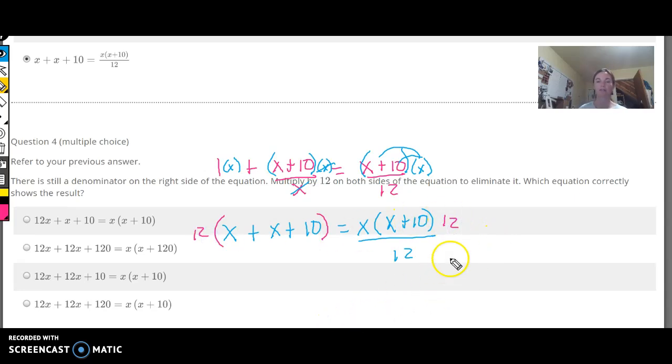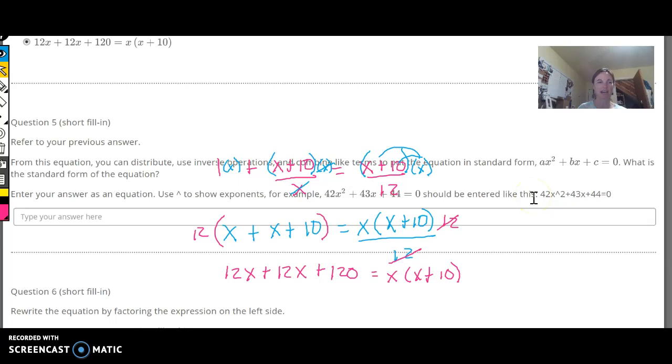Okay, so when I do it on the right, I get rid of the 12s. When I do it on the left, I get 12x plus 12x plus 120, 12 times 10. And then again, it looks like we're leaving everything in the x times x plus 10 format. All right, so that is right here. We have yet to simplify this.